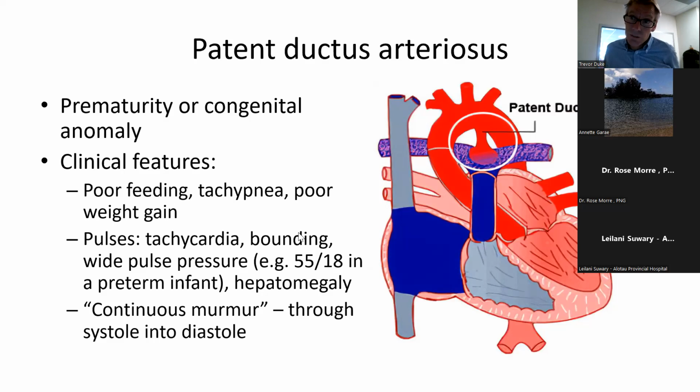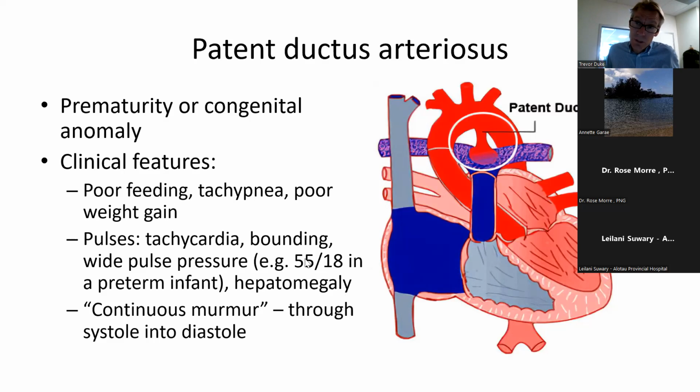But the characteristic feature of a PDA is that they'll have a wide pulse pressure, whereas with a VSD, usually the pulse pressure is relatively narrow and the pulse volume is relatively low, whereas with a PDA, there'll always be a bounding pulse. All right. And so they may have a very wide pulse pressure.